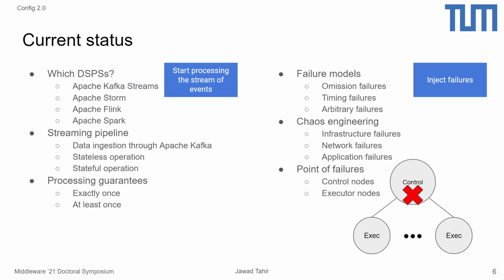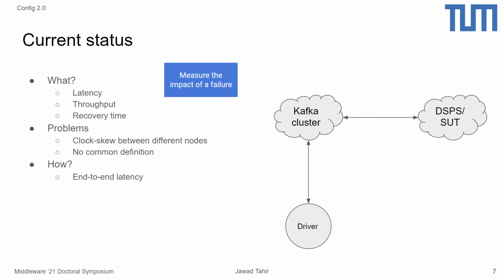And then we will also inject these failures at different parts of the system, for example, at control nodes or the executor nodes. To measure the impact of a failure, we constantly monitor latency, throughput, and recovery time of the system after a failure. However, calculating the latency in a distributed system is not a trivial task, as there can be clock skew between different nodes, and the timestamp taken at one machine cannot be processed at any other machine.